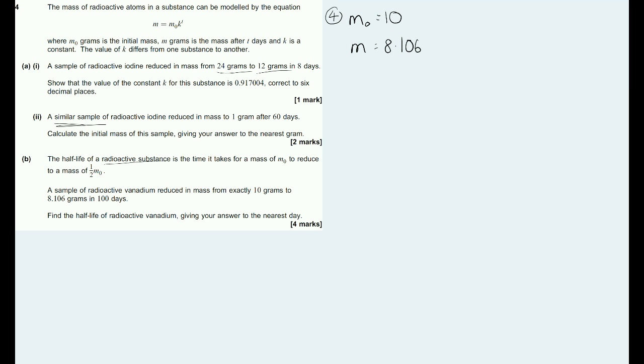8.106 grams, and that was 100 days. So it hasn't hit its half-life yet. If anything, the only thing we can conclude at this point is that t is going to be more than 100. And k is now unknown. So we're in a new situation.